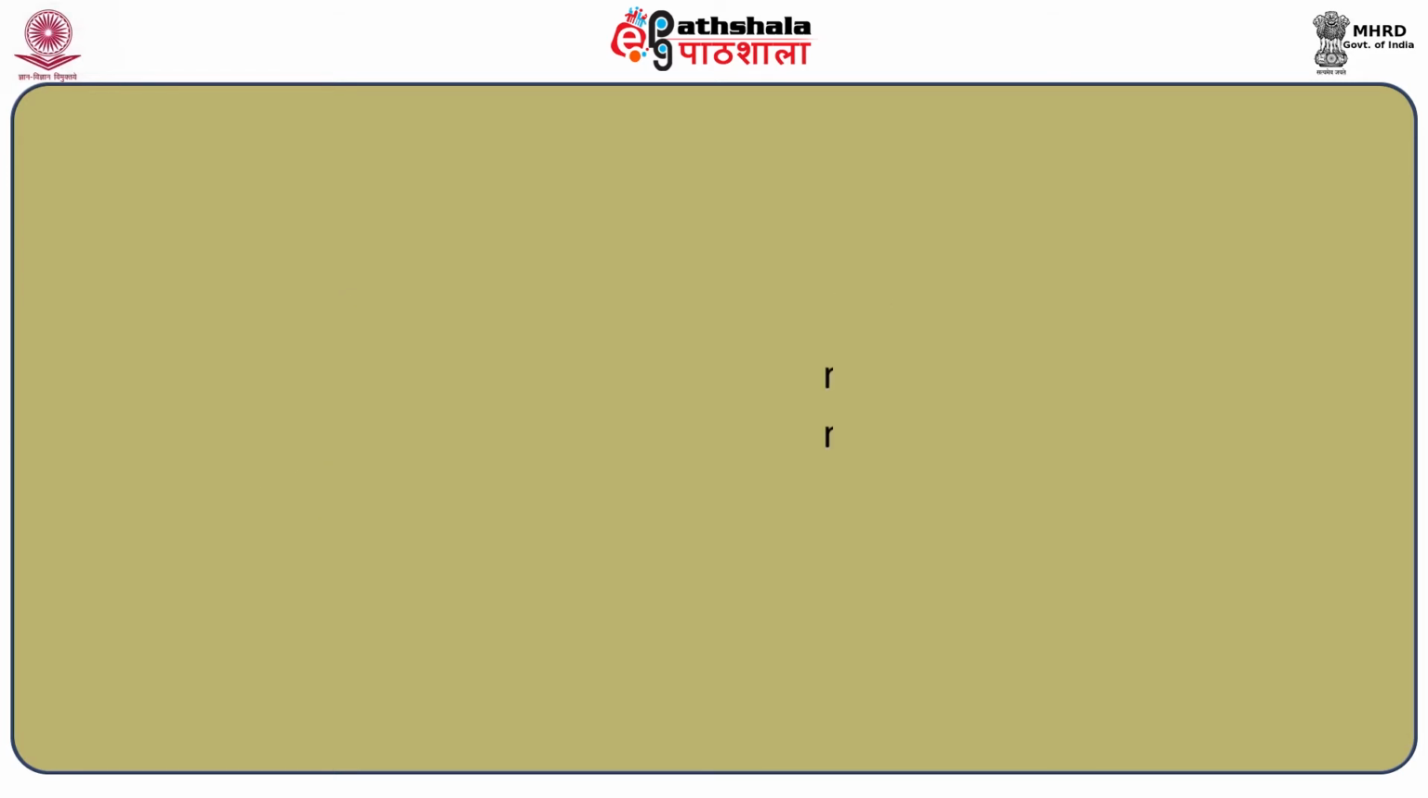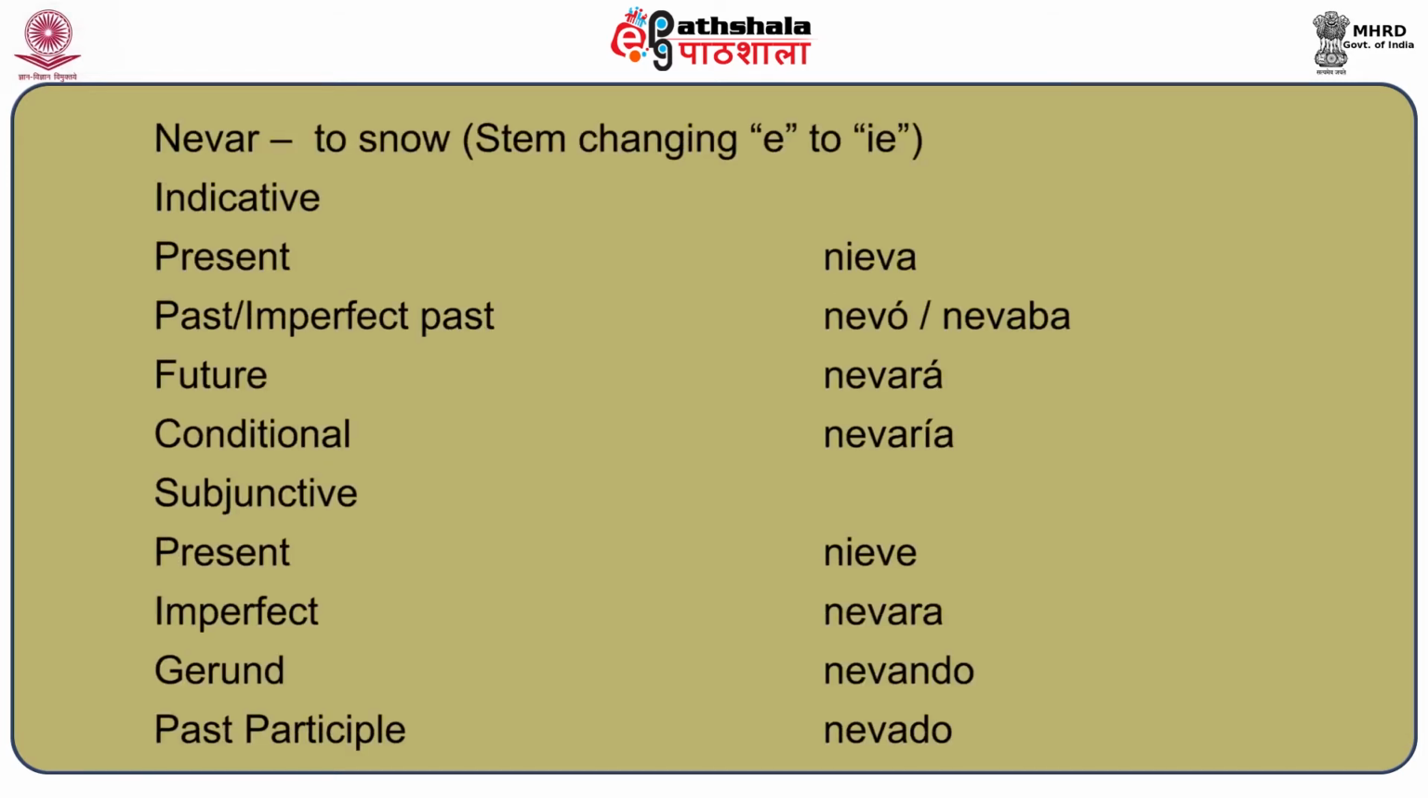Let us see the next verb now, which is nevar, to snow. It is also a stem changing verb. The E changes into IE in the conjugations of the present indicative. So, the present indicative form is nieva. The preterite form is nevó. The imperfect form is nevaba. The future nevará. Conditional nevaría.